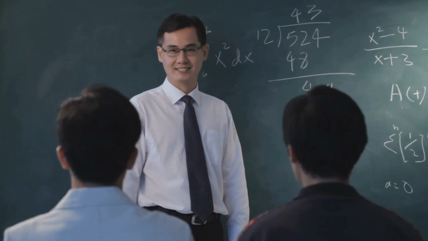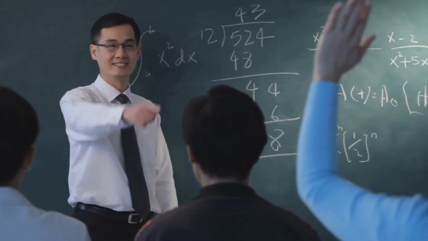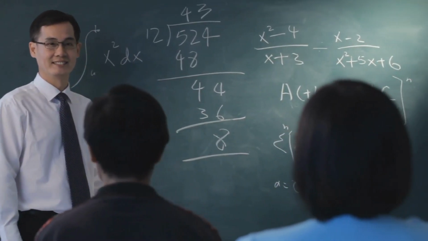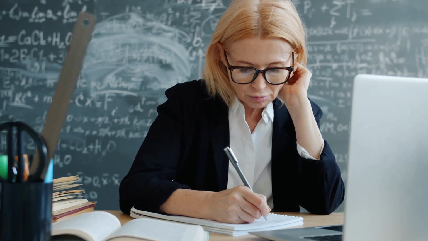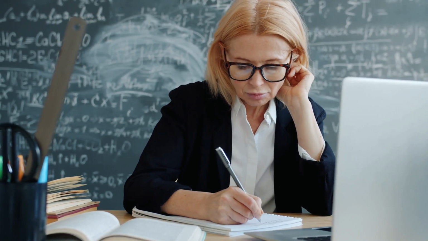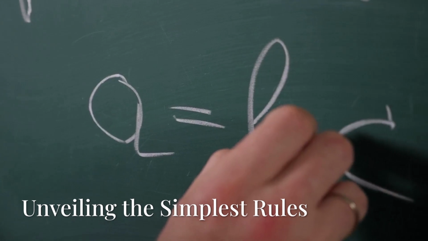In the following sections, we will embark on a journey to demystify these rules, unraveling their simplicity and elegance. We will begin with the most basic rules and gradually work our way up to the more intriguing ones, culminating in the elusive rule of divisibility by 7.